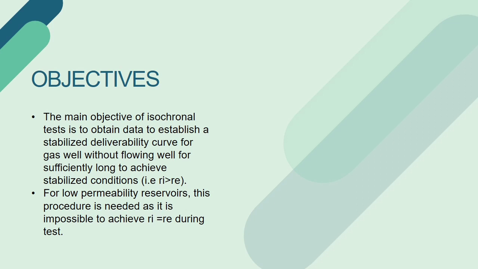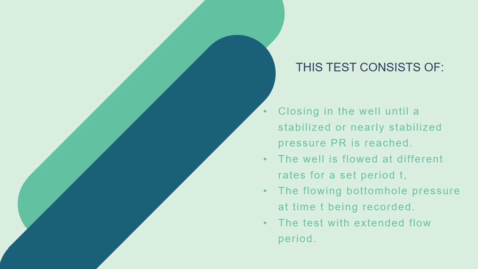For lower permeability reservoirs, this procedure is very much essential as it is almost impractical to achieve RI, that is radius of investigation, equals to boundary conditions during the test. This test consists of closing in the well until a stabilized or nearly stabilized pressure is reached. The well is then flowed at different rates for a set time period T. The flowing bottom hole pressure is always recorded. The test with extended flow rate period is conducted.